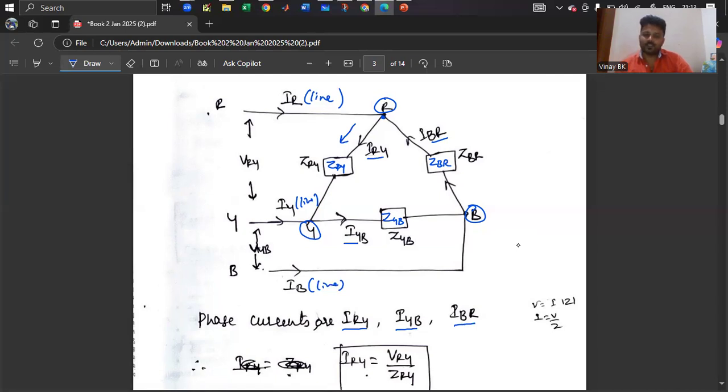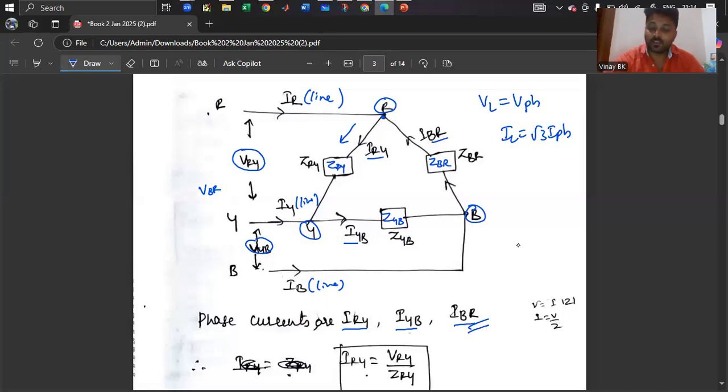Similarly, you can see the line voltages also. The voltage between R and Y line, Y and B line, similarly B and R line, that is VBR. The condition of delta connected load is that line voltage is the same as phase voltage, but line current is root 3 times the phase current. That's why phase currents are written as IRY, IYB, IBR. These three have different values because the supply may be unbalanced sometimes.